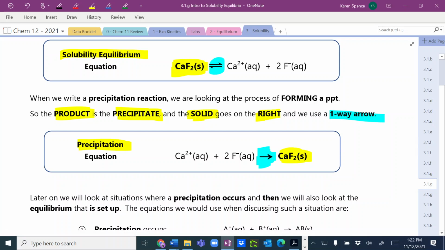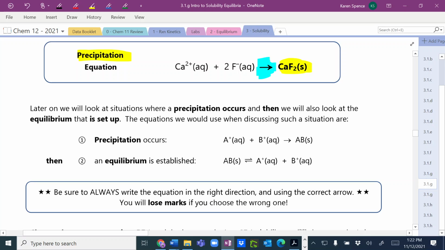There will be situations later on where we dump these two solutions together, a precipitate forms, and now we want to look at the solubility equilibrium. If that was the case, you would actually write the equation both ways. You would say, okay, first, precipitation occurs, so we have our solid on the right, and then an equilibrium is established and we have the solid on the left. So you would actually do both. I know it seems like a bit of a pain, but there we are. It doesn't occur very often.